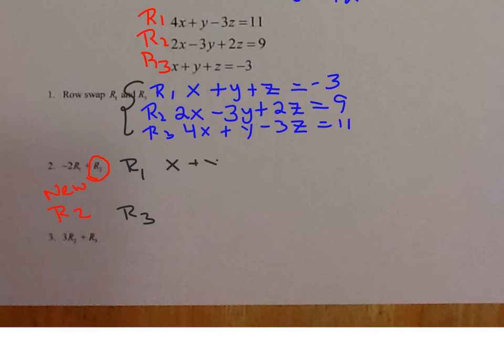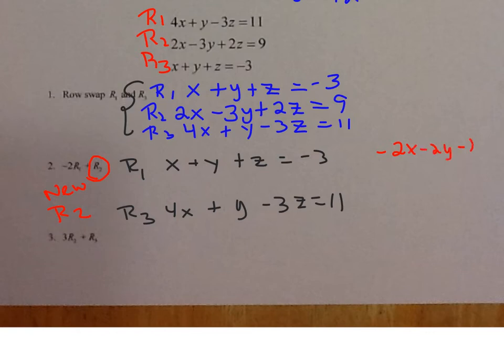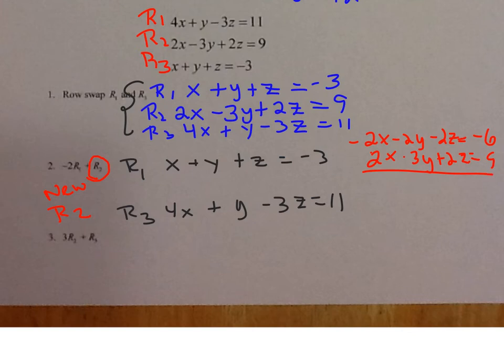So row 1 is x plus y plus z equals negative 3, and row 3 is 4x plus y minus 3z equals 11. And on the side over here, I'm going to do this operation. So I'm going to multiply row 1 by negative 2. So it's going to be negative 2x minus 2y minus 2z equals negative 6. And I'm going to add that to row 2, which is 2x minus 3y plus 2z equals 9. So I'm going to add these together.